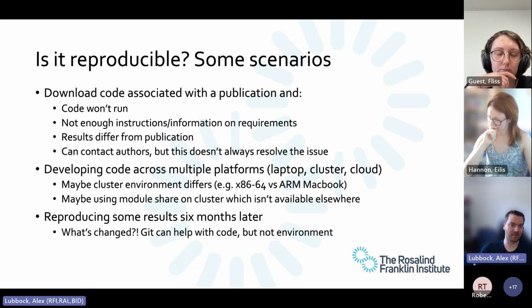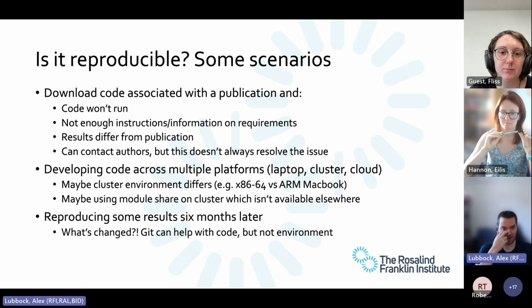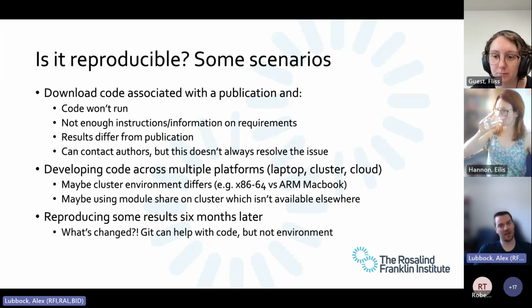So, some scenarios. I'm sure many of us have run into a few of these. If you're working with some code associated with a publication that someone else has published, you download it, you struggle to get the code to run. Maybe there's not enough instructions or information on the requirements. Maybe they wrote it on an ARM MacBook and it won't run on your Intel Windows machine, for example. Maybe you can get it to run, but the results differ and you're not really sure why. Of course, you can try to contact the authors, and most authors are helpful in my experience, but sometimes you might not be able to get hold of them. The person who wrote the code might have left the lab, so there isn't always a route to resolve the issue there. So it's better if we can try and make things as reproducible as possible from the start.